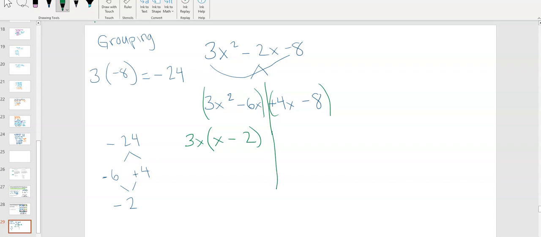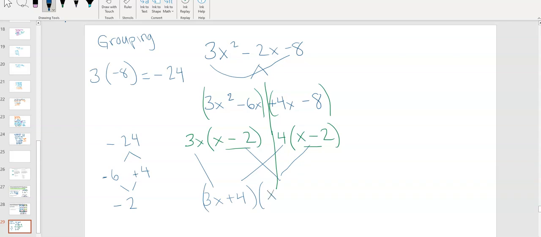And then on the other side, what's a common factor between 4x and minus 8? That would be 4. And I'm going to get x minus 2. Again, notice I know I'm doing it right because I'm getting the same thing here. Now I'm going to put these together, and I'm going to take my GCFs as my first factor, 3x plus 4. And I'm going to take whatever's left in here as my next factor, x minus 2. And that's it. I'm all done.